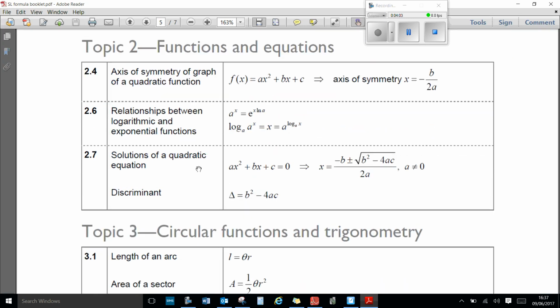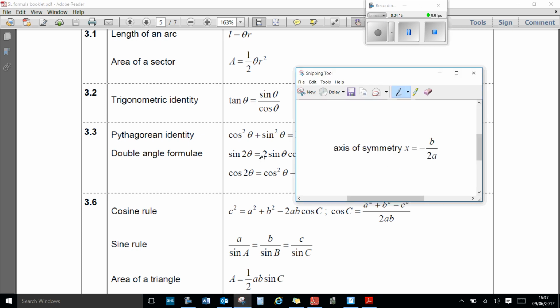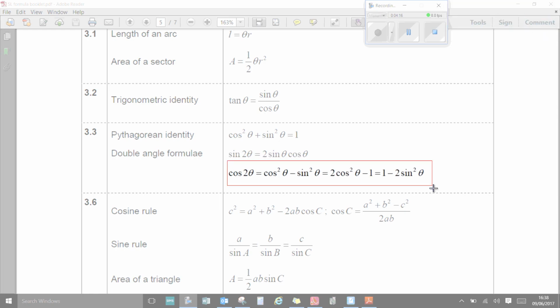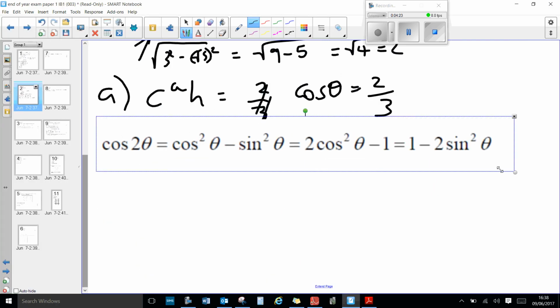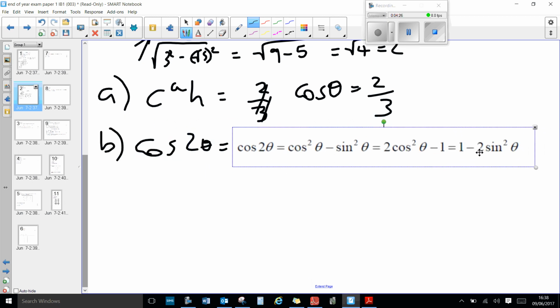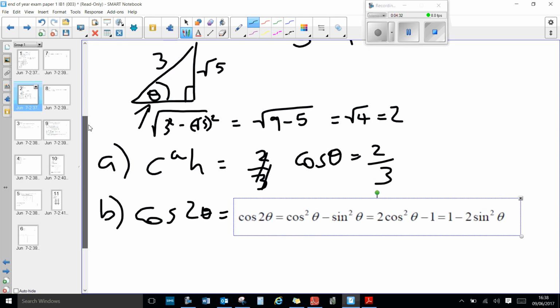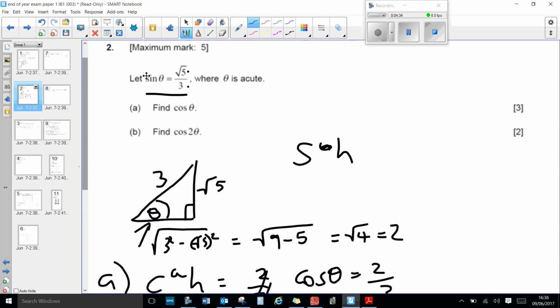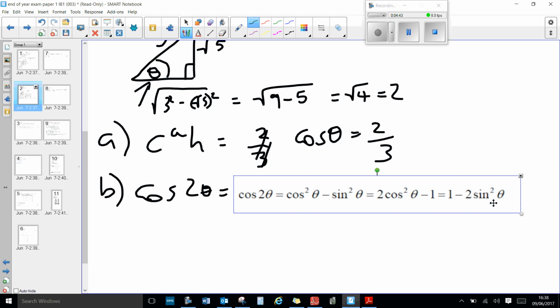So again, we go back to our formula booklet, and we see an expression here. We're looking for cos 2 theta. So we actually have 3 options here that we could use. You can use any of them. Now, if you were not confident with your answer for part A, we know that they have told us the value of sine theta. So it may be that you're going to use the version that just has sine theta in it, which would be this one here.